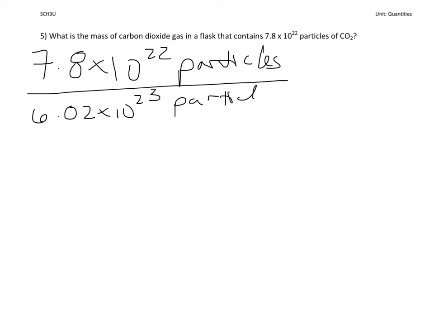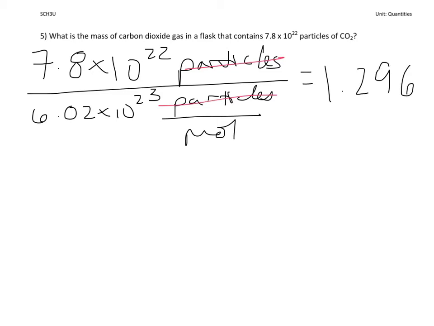Particles per mole. My particles cancel out, one on the top, one on the bottom, which leaves me with 7.8 times 10 to the power 22 divided by 6.02 times 10 to the power 23 equals, I get 1 point, and I'm going to write 4 significant digits, 296 mole. Sorry if you can't really see things perfectly there, but that's okay. Now I've got 1.296 moles.